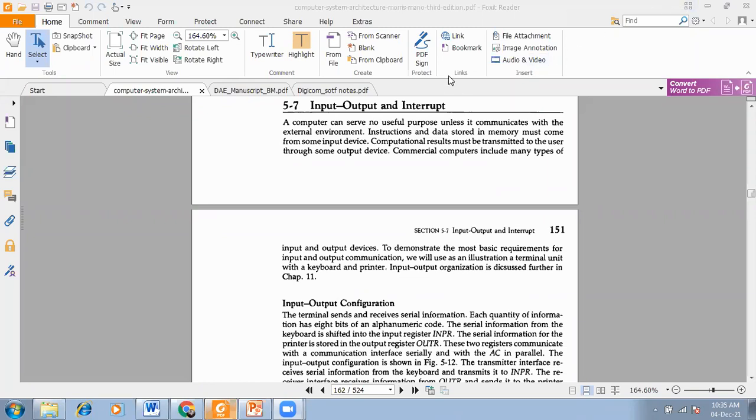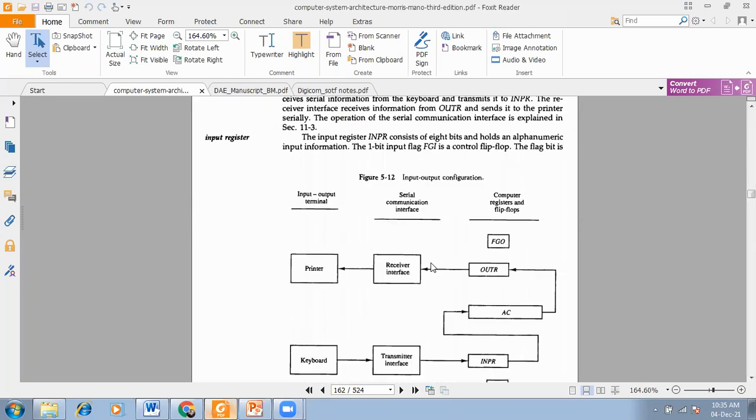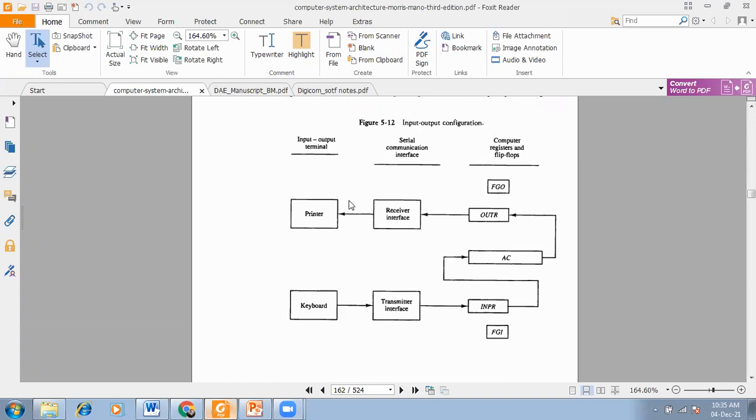So that we will be discussing here, but we will not go into the detail of the interrupt classification and everything, because for that we have another topic in another chapter. The concept, how the control signals are there for controlling interrupt, what is their role and their functions, that much. Okay, so come to input output configuration. This is the simple diagram.